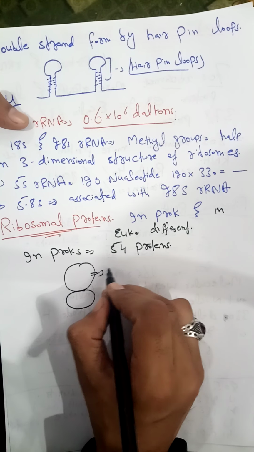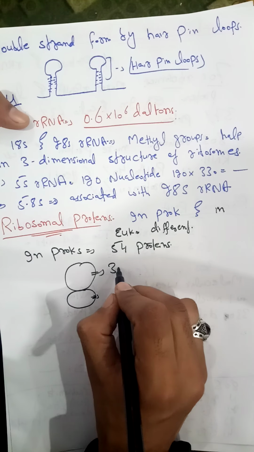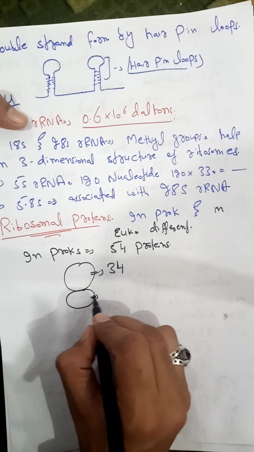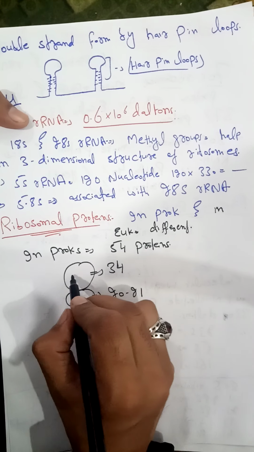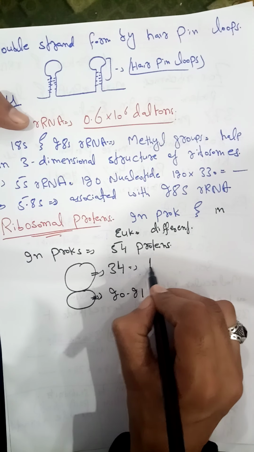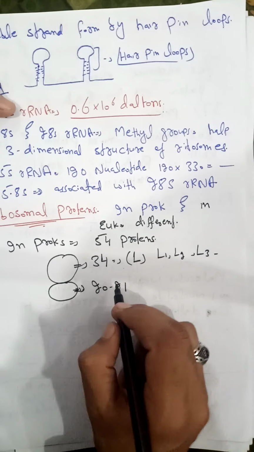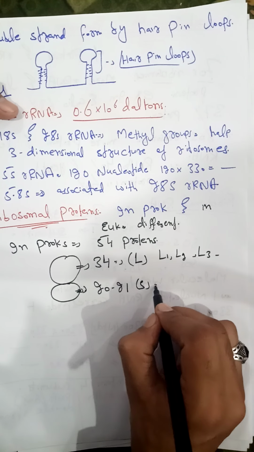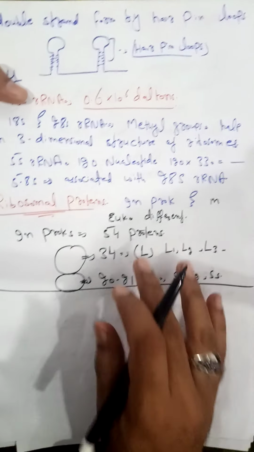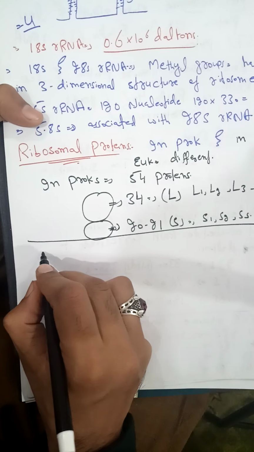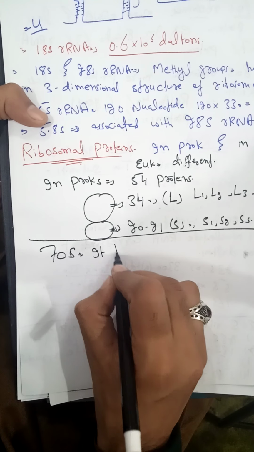The larger subunit contains about 33 or 34 proteins, and the smaller contains 20 or 21 proteins. In the larger subunit, these proteins are represented by L, for example L1, L2, L3 and so on. In the smaller, they are represented by S1, S2, S3 and so on.